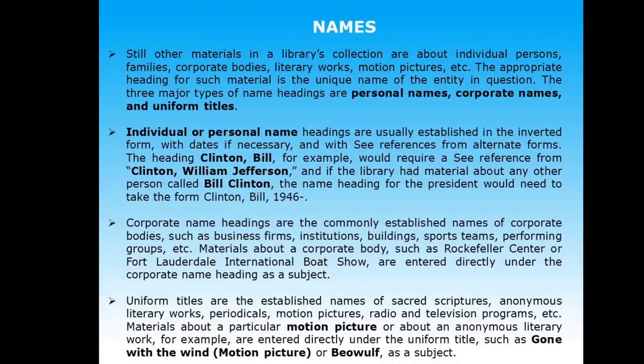Names are generally categorized into three types of headings: personal, corporate, and uniform. Personal names: if the work is about a particular author, like Abdul Kalam, you can name it under the personal name heading, Abdul Kalam, simple. In the case of the format, it should be in inverted order, that means the surname comes first and then the first name. In the case of Bill Clinton, Clinton comes first, separated by a comma, and then Bill. You would also add a see reference from Clinton, William Jefferson.